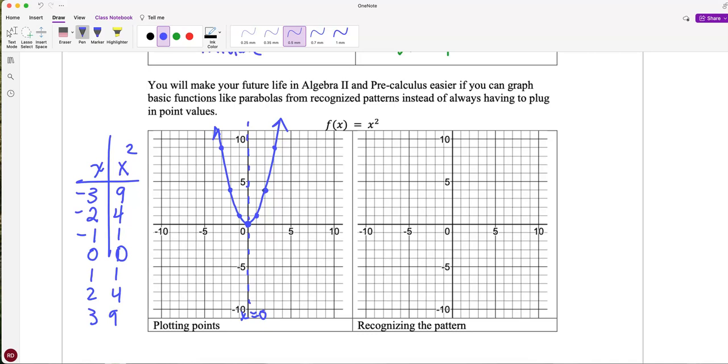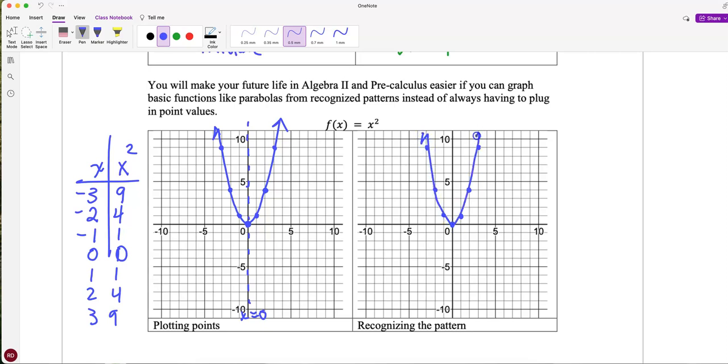Now the other thing to try to do is to recognize the pattern. This graph starts at 0. If I go over 1, 1 squared is 1. So my pattern is over 1, up 1. It's going to match on the other side, over 1, up 1. Over 2, square 2, you get 4. So I'm going to have a matching point right there. Over 3, square 3, you get 9. So over 3, up 9, you get a matching point.